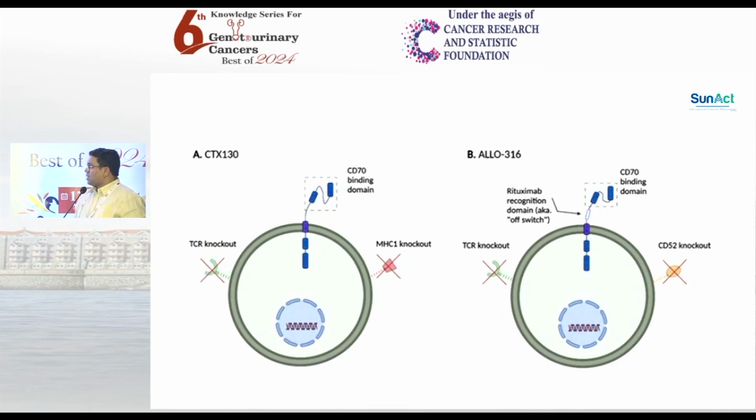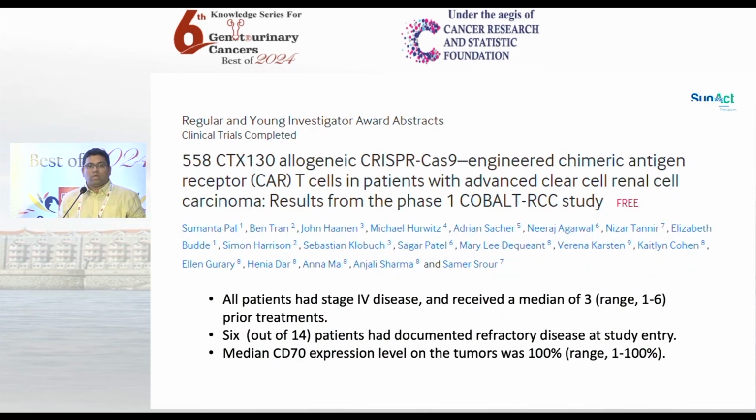If you look, the TCR, which is HLA dependent, and the MHC1 are actually knocked out in the CD70 CAR-T called CTX130. If you look at LO316, TCR is knocked out, along with CD52. It does not eliminate graft versus host disease, but it reduces it to significantly below 10%. If these two are active, you would have graft versus host disease seen in these patients.